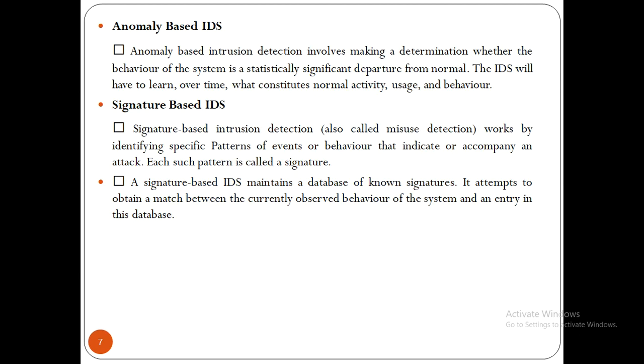Whereas signature-based intrusion detection, which is also called misuse detection, works by identifying specific patterns of events or behavior that accompany an attack. It means a signature-based IDS maintains a database of known signatures. It attempts to obtain a match between the currently observed behavior of the system and an entry in the database. A real-world signature-based IDS will have thousands of attack signatures against which to compare. An example of an attack signature is a specific byte sequence in a worm payload.